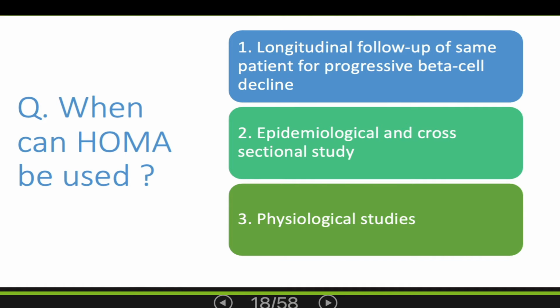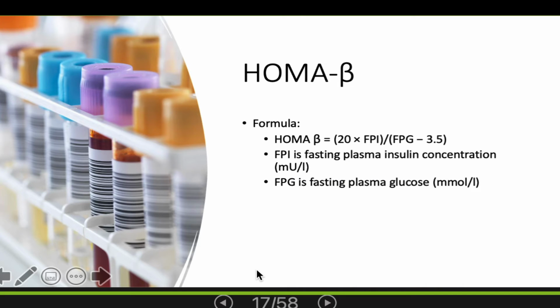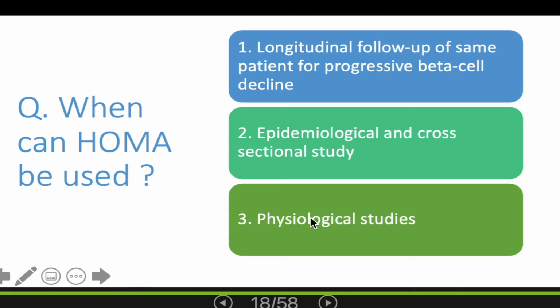Now the problem is that these tests are all available, but like I said, they are mainly useful for research purposes, epidemiological purposes, and physiological studies, but they're not very useful at the individual patient level. So where do you use HOMA? You can use it in an individual patient for longitudinal follow-up of the same patient.